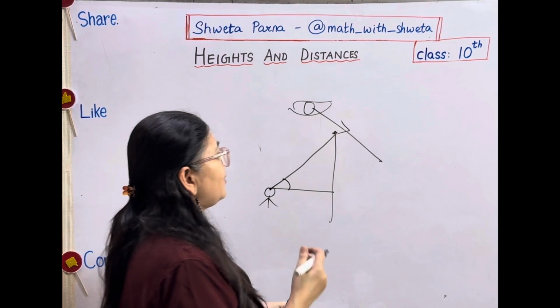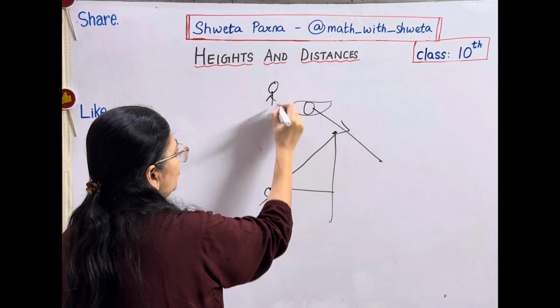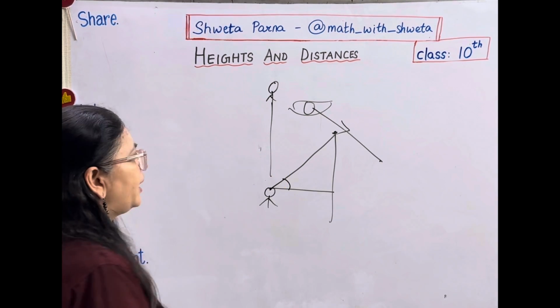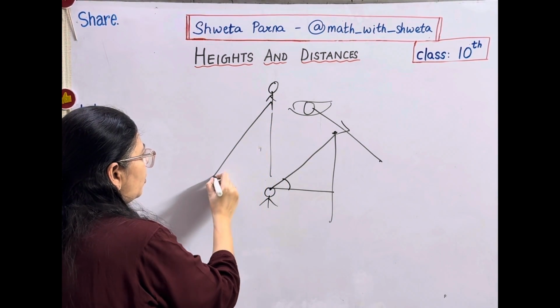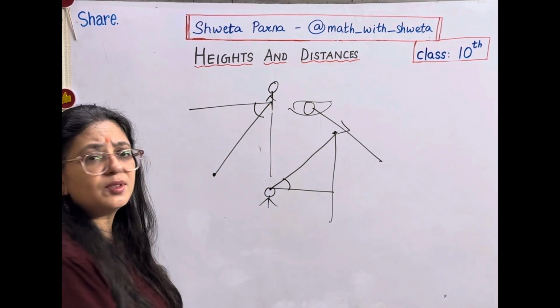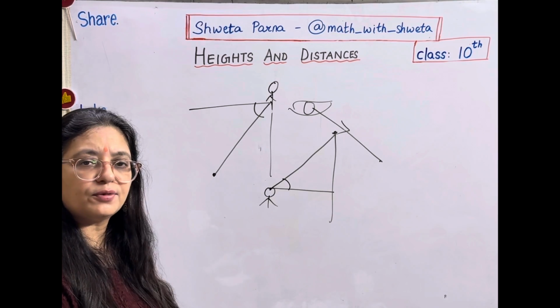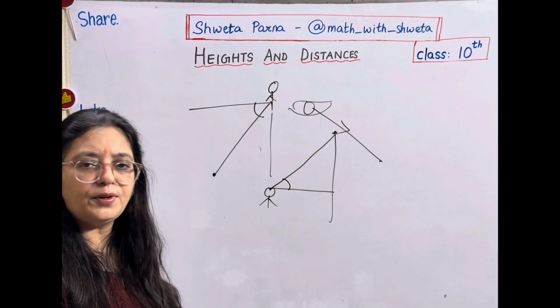Then what is angle of depression? It is the other way around. Say for example, you are at the top of the building and you are seeing an object over here. So this angle becomes the angle of depression. When you are seeing down, the angle that is formed is called the angle of depression.